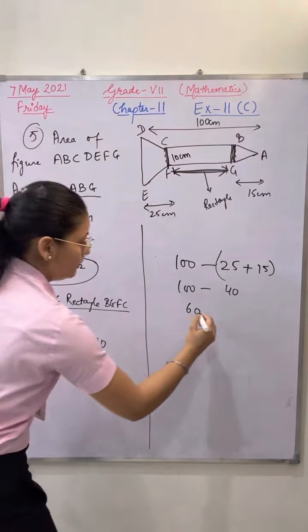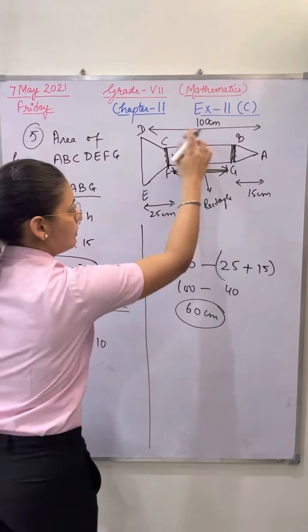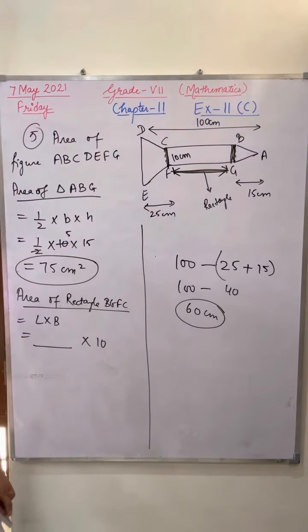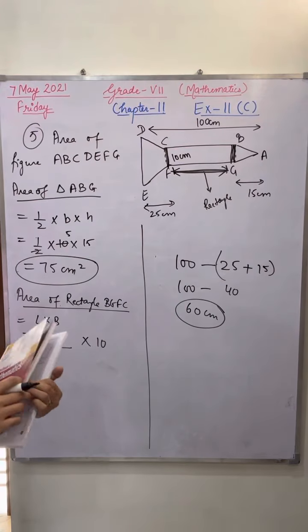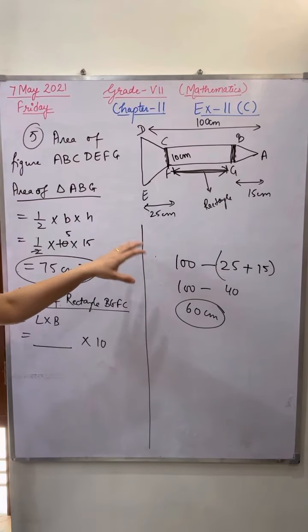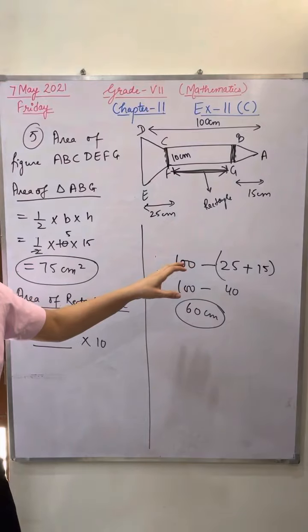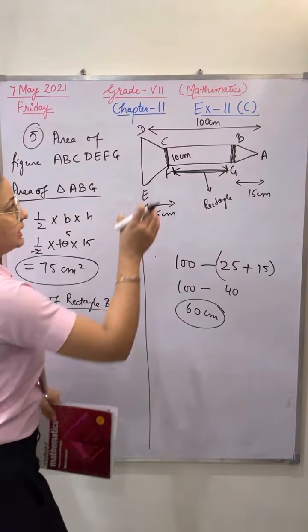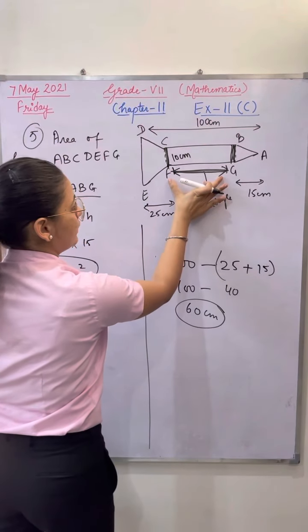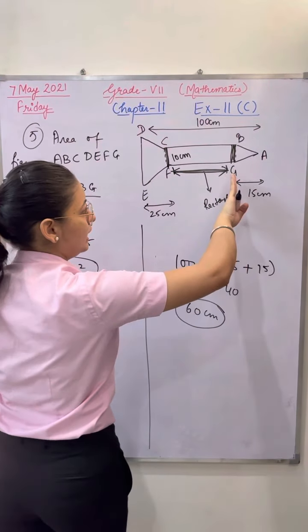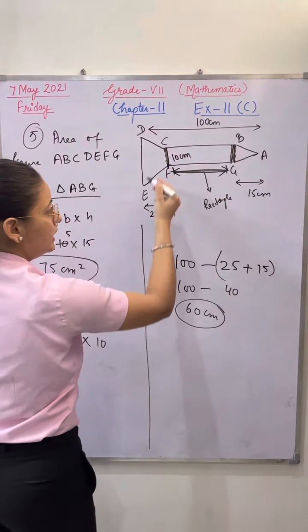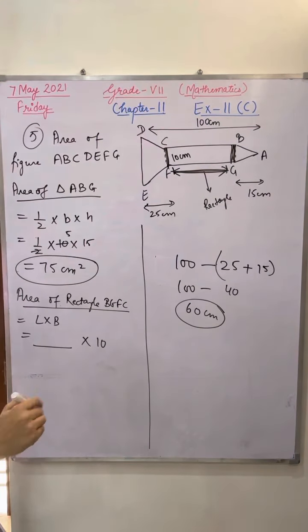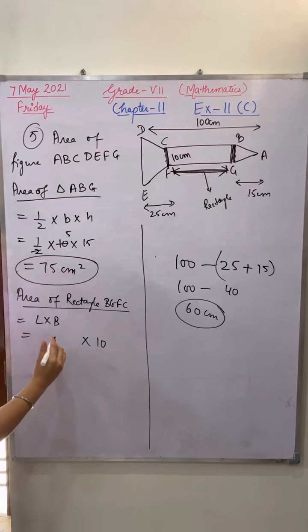So 60 centimeter is the length of the rectangle. Is it understood by everyone? See, in these questions, somewhere length and breadth are not given. So you can take it out easily. If the complete length is given, you can see that in the figure. This is the length of the rectangle. So if I cut this length and this length, I'll get the length of the rectangle. So I'm writing here, length of rectangle is 60.